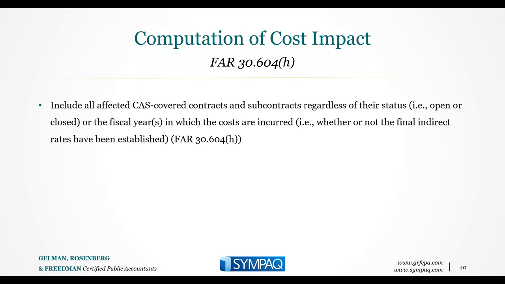So let's say you had an allowable tax from a foreign government. You've never done foreign work before, and now you have a U.S. government contract that requires you to perform in a foreign country and be subject to this tax. Value-added tax. You were never subject to it before, but now you are, as a result of performing on this contract. Good example. So should you charge this direct or indirect?